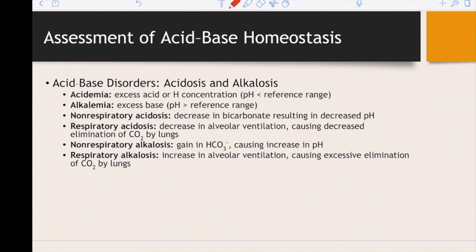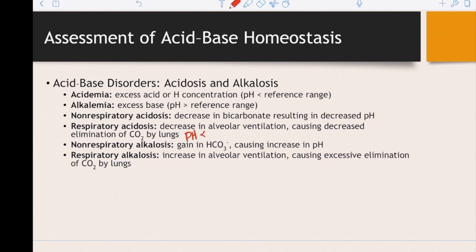But that decrease in ventilation is going to cause you to not be able to blow off that CO2 as adequately, and we like to think of CO2 as an acid, so that's going to result in respiratory acidosis. Your pH is going to be lower than the reference range. Let's write that down. pH is going to be less than reference range.